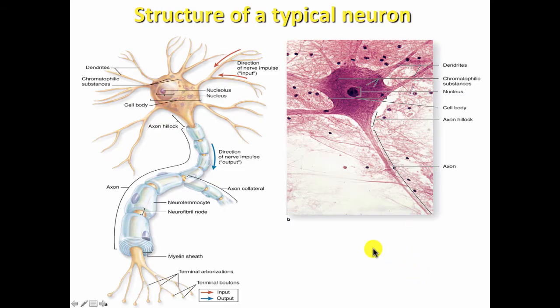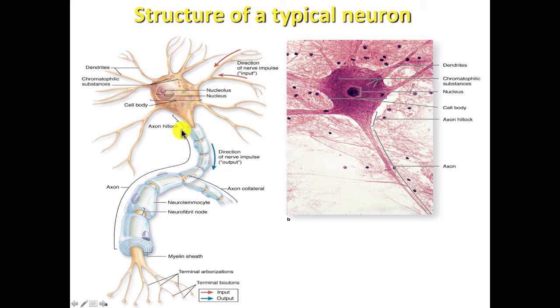But first of all, let's just look at the structure of a typical neuron. It has four main components: the dendrites, which are specialized for the reception of stimuli; the cell body, which is the trophic or metabolic center of the neuron; the axon, the single axon, which transmits information from the dendrites to the next order cell or neuron; and the terminal arborizations, which make contact with a second order cell or neuron.